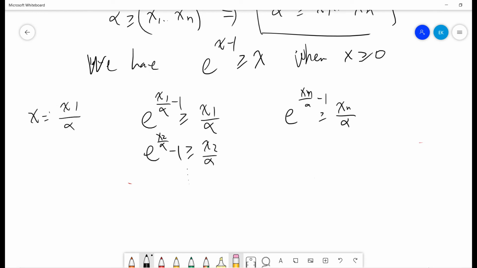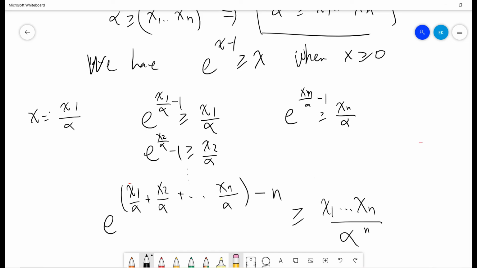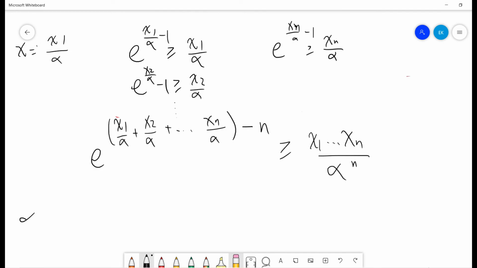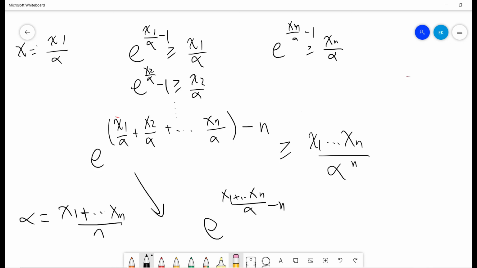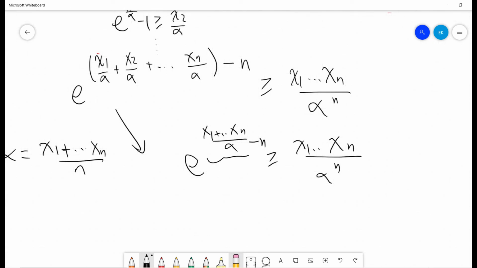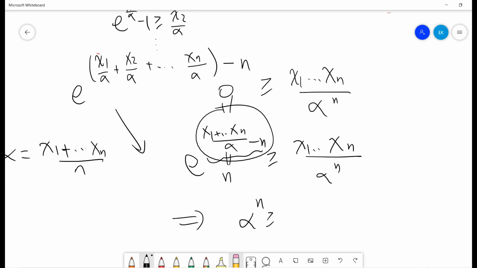Okay, and then we multiply all of it, we get exponential x1 divided by alpha plus x2 divided by alpha up to xn divided by alpha, minus n, right? Because there are n of them, greater or equal to x1 up to xn divided by alpha to the n. Okay, but remember that alpha is what? Is this. So this guy will be exponential of x1 up to xn divided by alpha minus n, greater or equal to x1 up to xn divided by alpha to the n. So this guy is 0, right? Because divided by alpha will become n. So this guy will be n. So we have alpha to the n greater or equal to x1 up to xn.